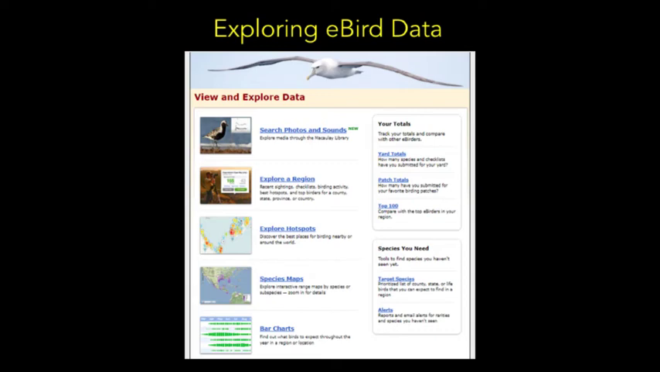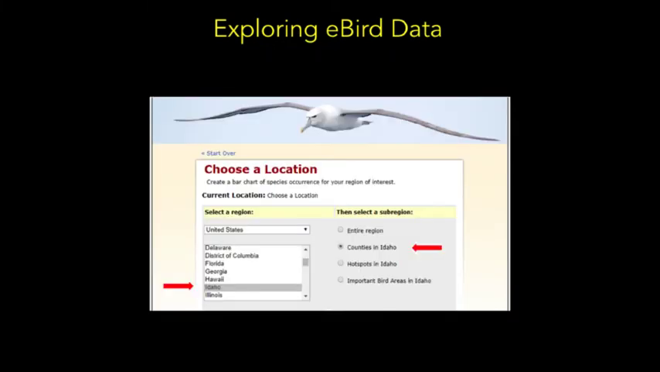Another item that I use a lot is bar charts. When you go into bar charts, it's going to ask you to choose a location. This is a little exercise I did for the Master Naturalists down in Deer Flat a couple weeks ago. So I picked Idaho. I knew I wanted to do just the southwestern counties in Idaho for this group.